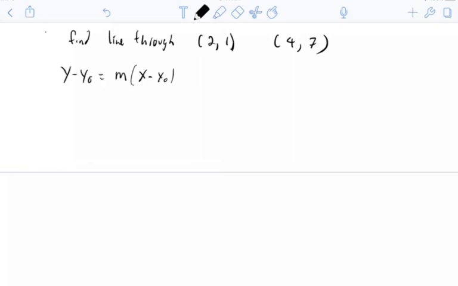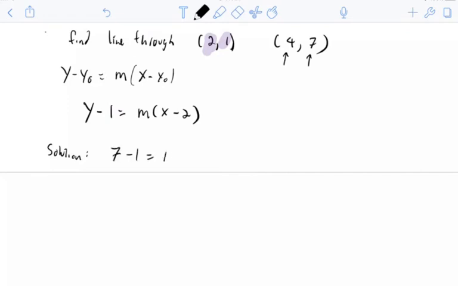So what makes this easy is I can just plug these values in, right? So y minus 1 is equal to m times (x minus 2). I still don't know the value for m, but if you think about it, this value of x and this value of y should be a solution to it, just like in the last cases. So you can plug those in.